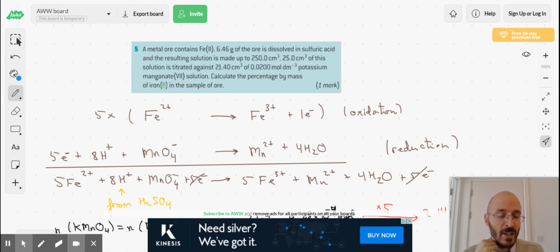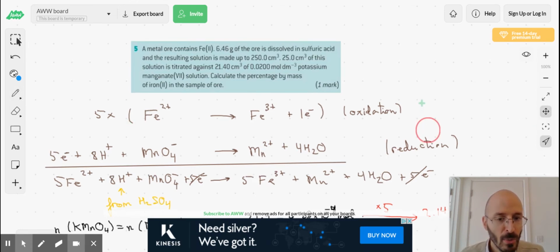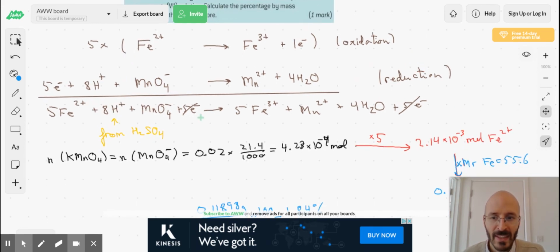manganate, which is a very powerful oxidizing agent. Manganate becomes manganese 2 plus. We need that from memory. Iron 2 plus will be oxidized, therefore become iron 3. You multiply by 5 the first half equation so that you have the same number of electrons in both. You add them up, and then you get the molar ratio between iron 2 and manganate, which is 5:1.